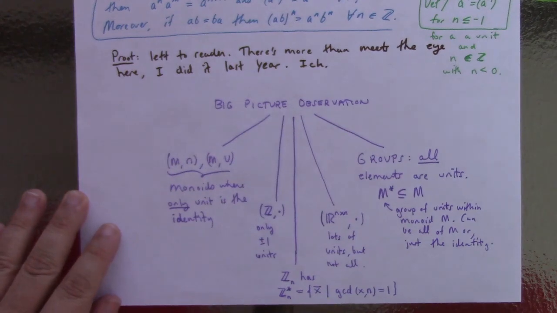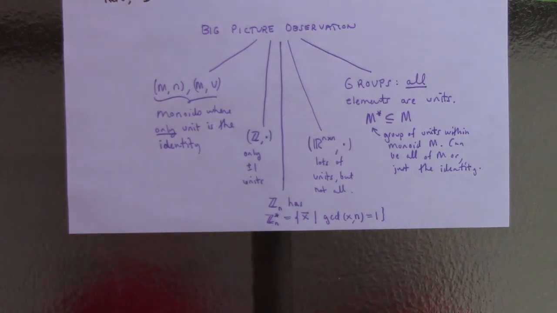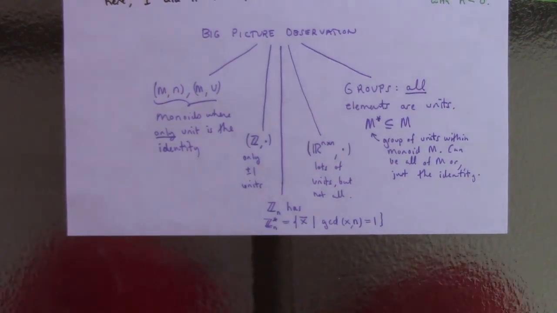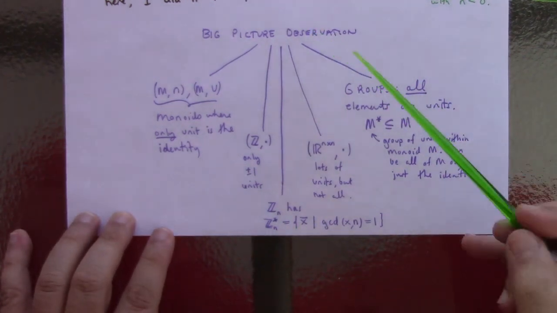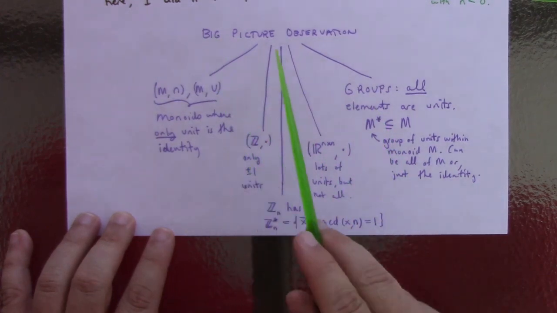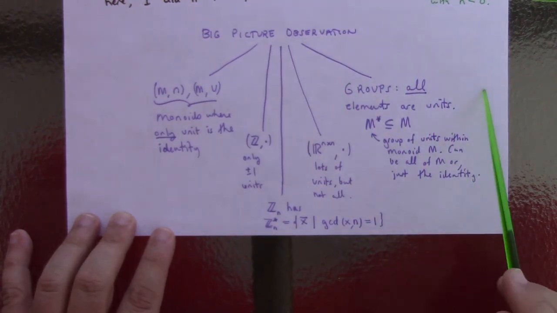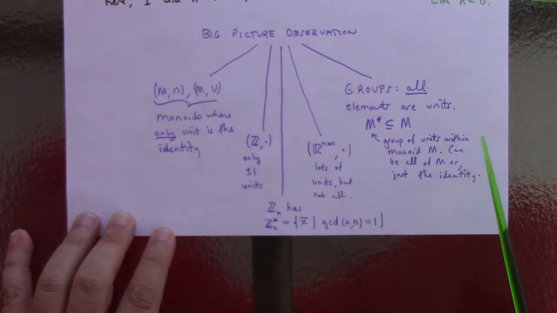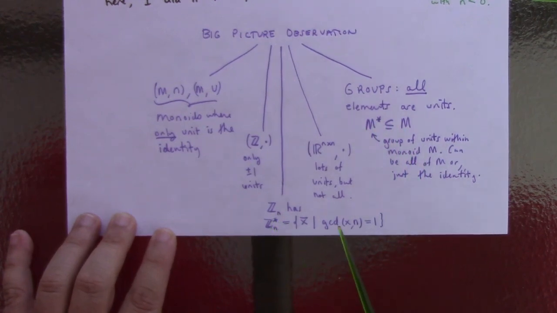For modular arithmetic, the units are the residue classes whose generators are relatively prime to n. That's bigger, but still not everything. N by n matrices had lots of units, but not all; nonzero determinant gives the units. And finally, the thing we're about to start talking about is groups. A group is this rather special case where all of the elements are units. So M star, the group of units in M, is always a subset of M, but when M is a group, these are equal. M star is equal to M for a group.